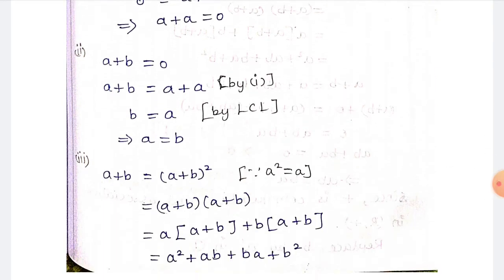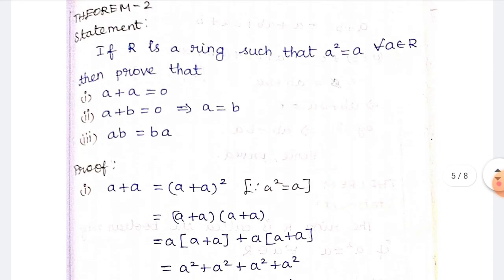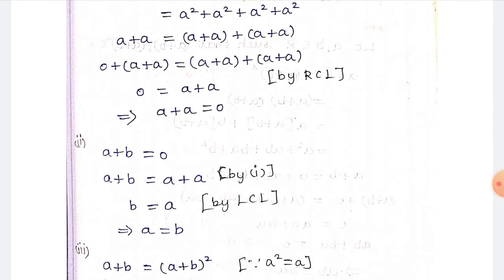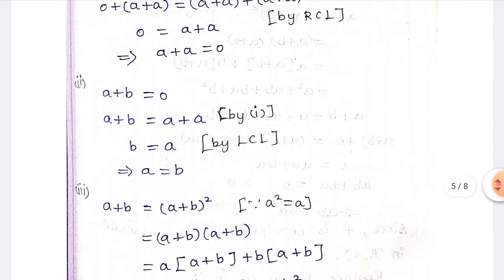The second subdivision is a plus b is equal to 0 will imply a is equal to b. So a plus b is equal to 0 means, by using the first condition, that is a plus b is equal to a plus a. Here we are using the first subdivision, which is a plus a is equal to 0. So here a plus b is equal to 0. Instead of 0 we are substituting a plus a. In the next step, by left cancellation law, a and a will be cancelled. So b is equal to a, that implies a is equal to b.